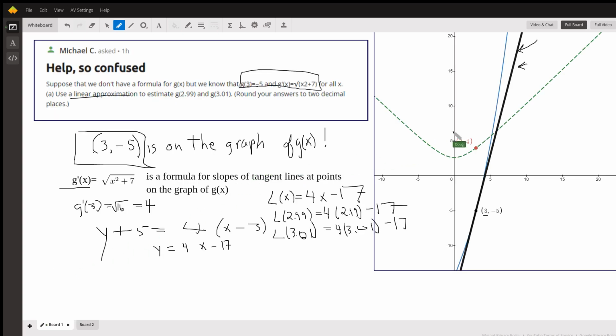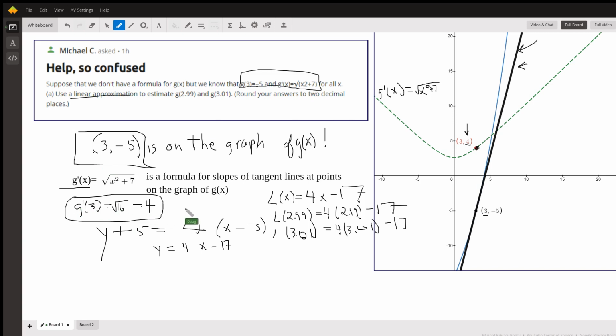And back to board 1, I wanted to mention that this green dashed line is actually G prime of x. It is the graph of the square root of x squared plus 7. And you can see when I find G prime of 3, there's the point on the derivative that tells you that the slope of the tangent line is 4, which we figured out right over here.